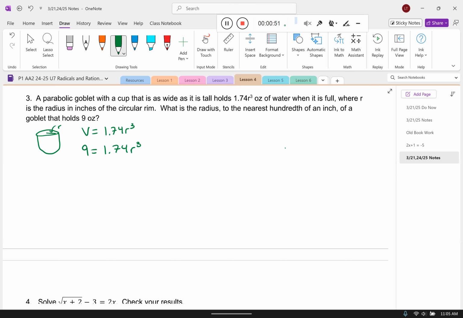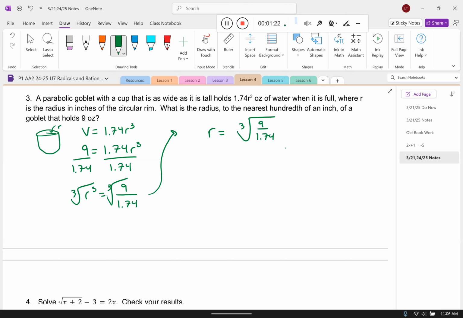Now, in the interest of not being overly calculator dependent or rounding off in the middle of a problem, we're basically going to isolate r first by dividing both sides by 1.74, which leaves us with r cubed equals 9 divided by 1.74. And then we realize that the inverse operation for cubing is to take the cubed root. So we'll take the cubed root of each side, which gives us r is equal to the cubed root of 9 over 1.74. Then we go to the graphing calculator and we type exactly this expression into the calculator so that we're doing this all in one step.